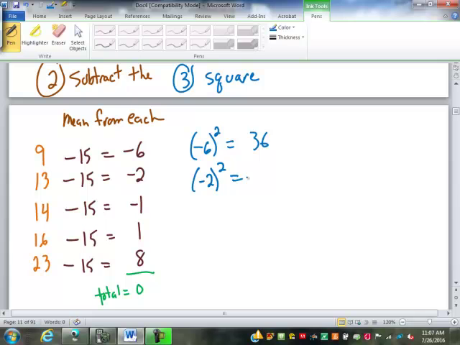Negative 2 squared is 4. Remember, any number squared will always be a positive result, no matter what. Negative 1 squared is 1. Positive 1 squared is 1. And 8 squared is 64. Any questions so far?